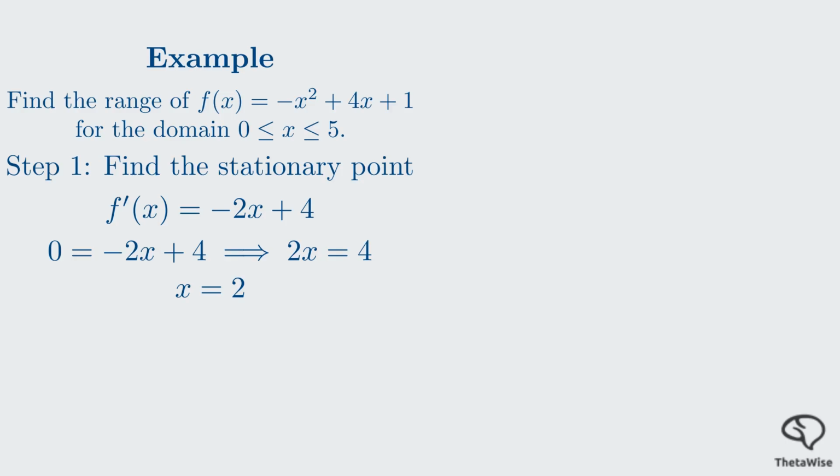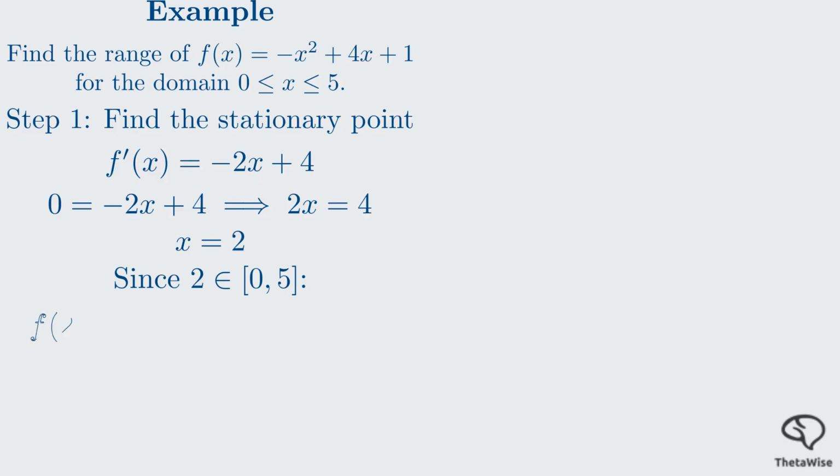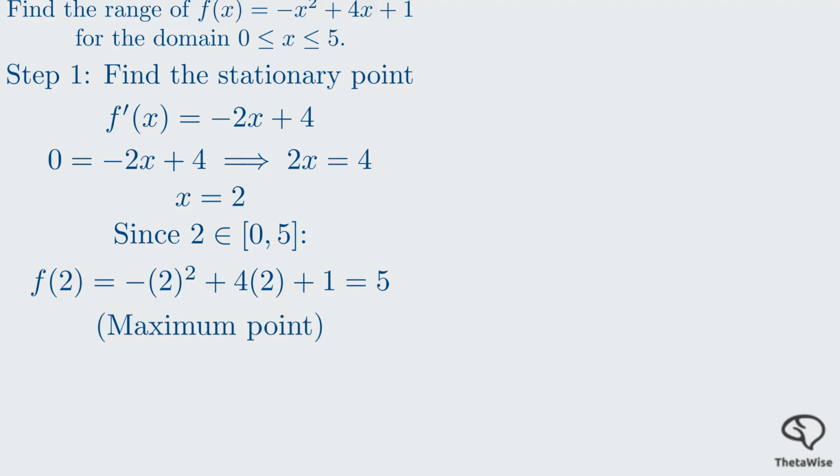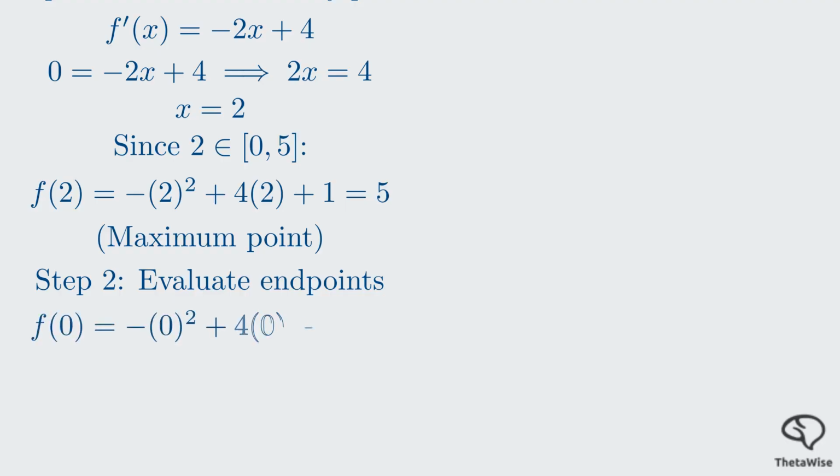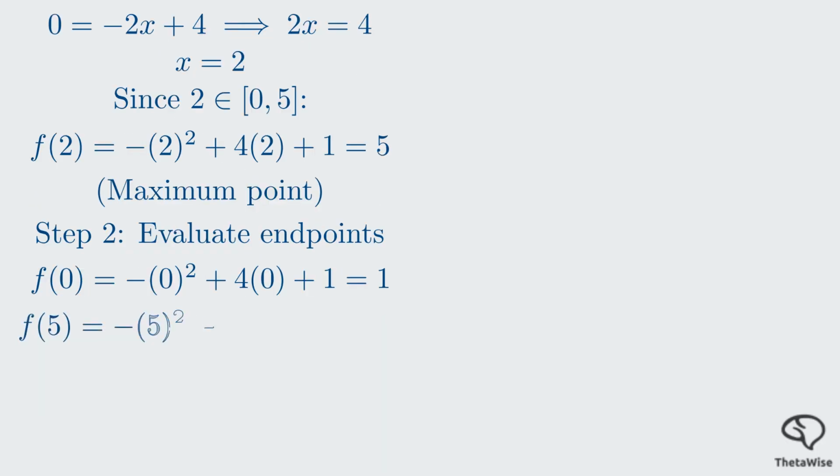Since it is, we calculate the function value there. f(2) = −2² + 4 × 2 + 1, which equals 5. This is a maximum because the coefficient of x² is negative. Next, we evaluate the endpoints of the domain, x = 0 and x = 5. f(0) is 1, and f(5) is −25 + 20 + 1, which is −4.